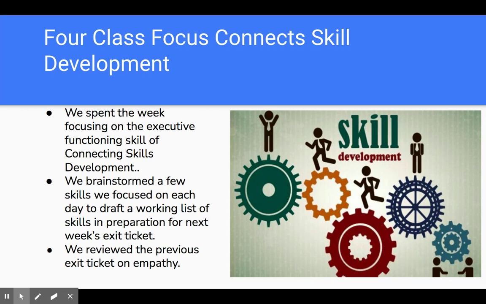Our four-class focus and executive functioning skill was on connecting skill development. After each class, we brainstormed a few skills that we may have focused on and drafted a working list in preparation for the following week's exit ticket. And we also, as usual, reviewed the previous exit ticket. In this particular case, it was on empathy.